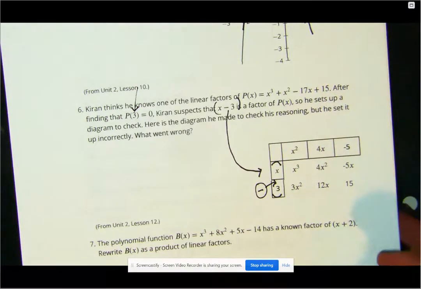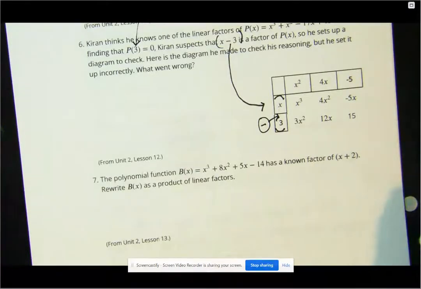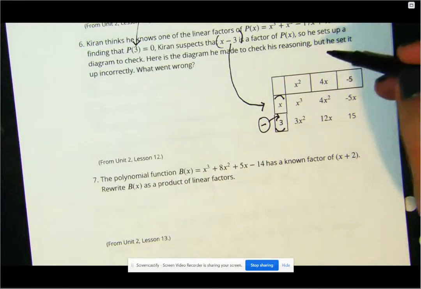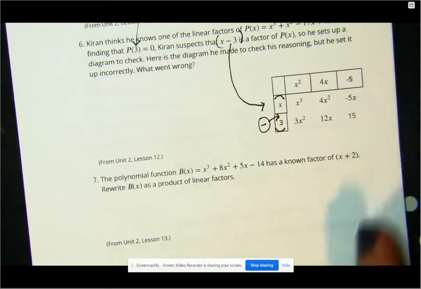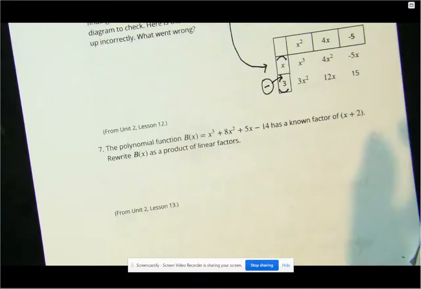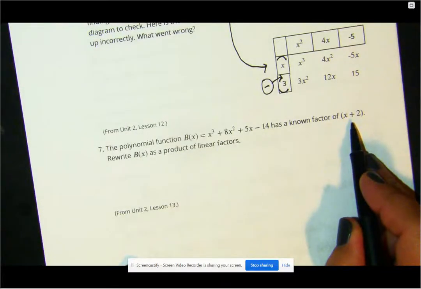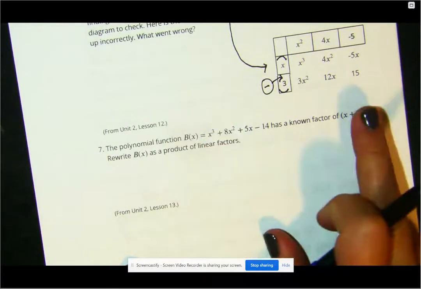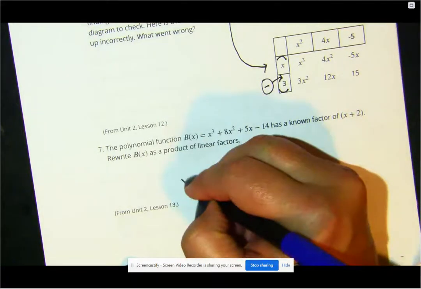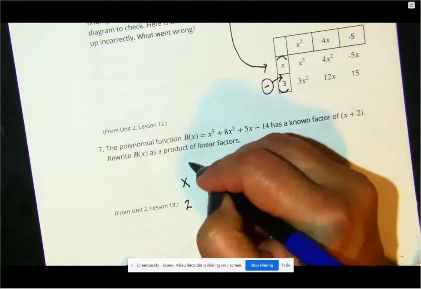All right, last one, number 7. The polynomial function b of x has a known factor of x plus 2. Rewrite it as a product of linear factors. You have a choice here. You could do the diagram or box method, or you could do long division. I'm going to do the box. So I want to divide b of x by x plus 2. So I'm going to put that in the box.